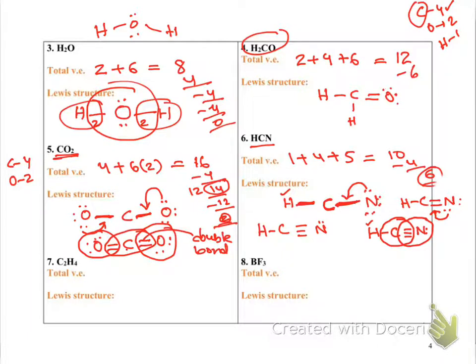Another one is C2H4. So carbon has 4, 4 times 2 is 8, hydrogen 4, 1 times 4 is 4, 8 plus 4 is 12. So carbon makes 4 bonds, hydrogen makes 1 bond.